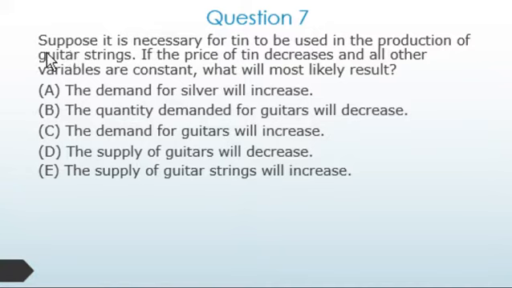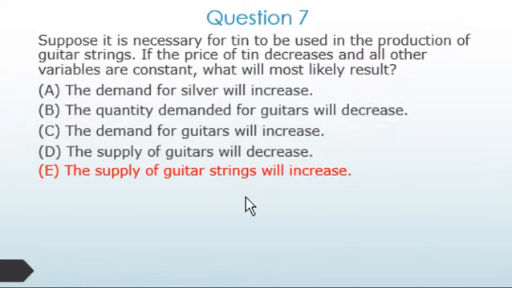So in question 7, suppose it is necessary for tin to be used in the production of guitar strings. If the price of tin decreases and all other variables are constant, what will most likely result? So if the price of tin decreases and tin is used in the production of guitar strings, that would mean that it's now cheaper for producers to make guitar strings. So that would mean the supply of guitar strings will increase.